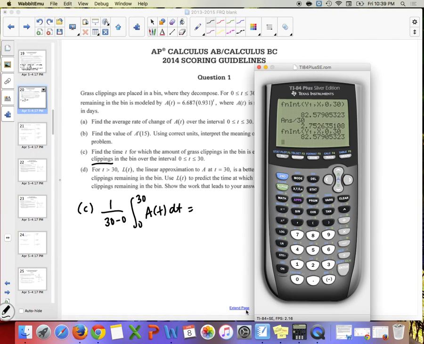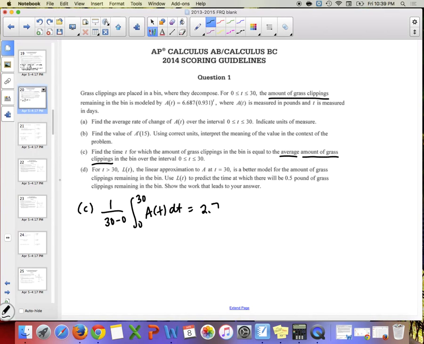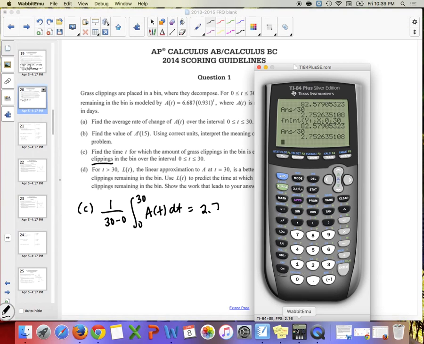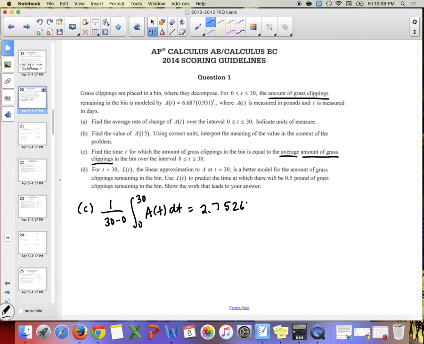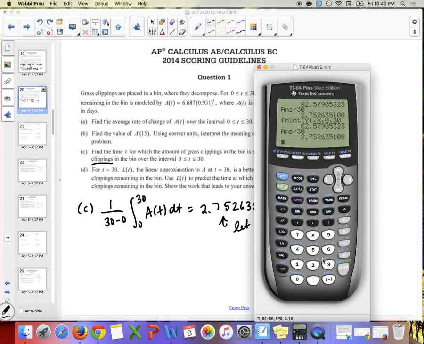Oh, okay, so we're finding the time. Hang on. So I end up getting this answer. So I get all of this is equal to 2.753, I'll save it. 752.635. And I'm going to store that. And I don't want to call it A since I have A of t in my problem. So I'm going to say let B equal this number. Okay, so I'm going to go ahead and store that value.